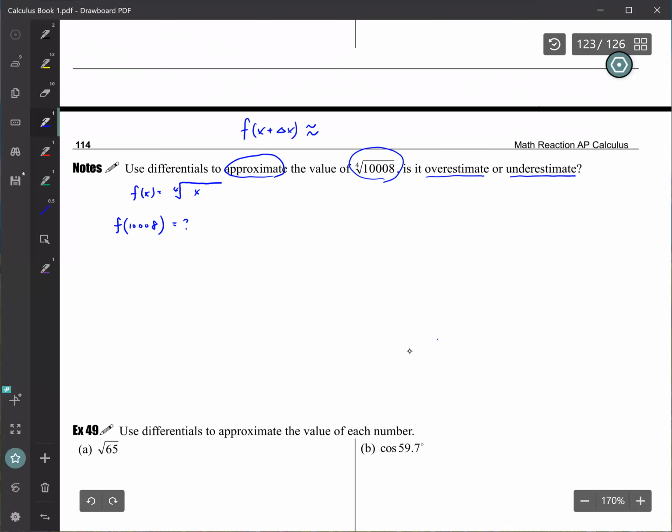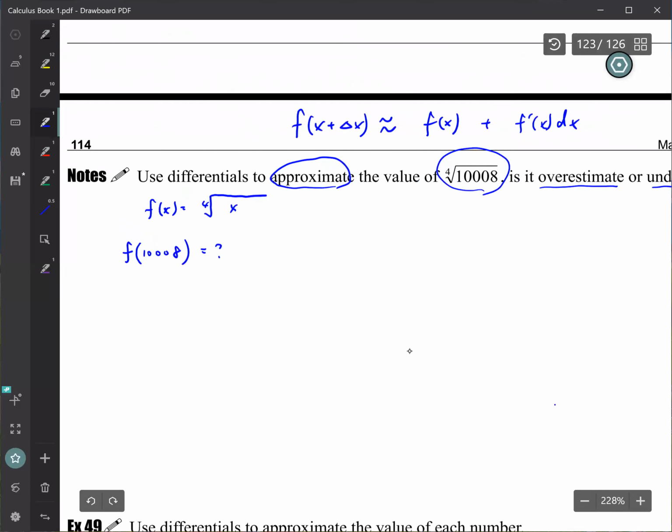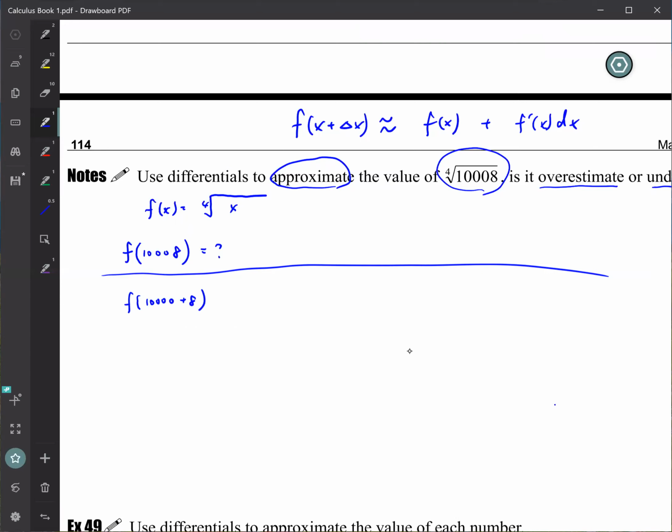So close to the y plus dy, right? Okay, so I first need to split it into two parts. And remember, delta x has to be something small, right? So the question that we want to find, I can split the inside into 10,000 plus an 8, right? Because 8 compared to 10,000 is quite small, right? It's just a little difference.